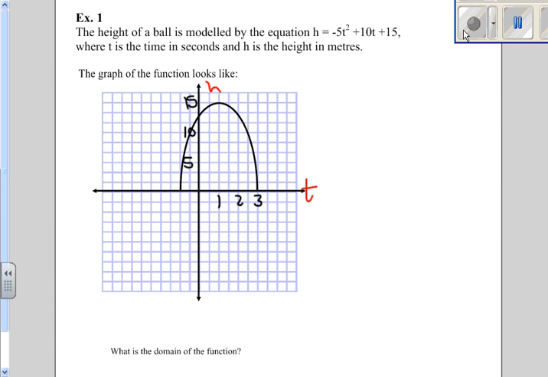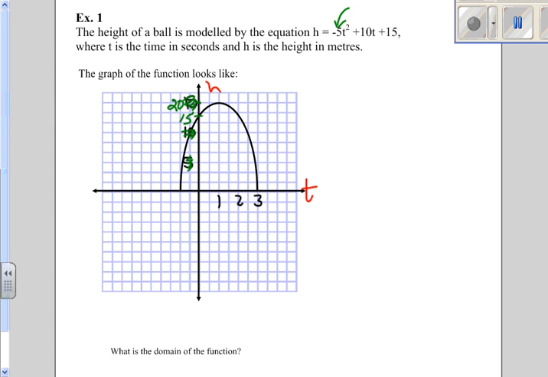I'd just like to talk through 2 word problems talking about domain and range as well. The height of a ball is modeled by the equation h equals -5t squared plus 10t plus 15. I apologize, I made a mistake on that diagram and I caught it as I was reading it to you. The height is minus 5t squared plus 10t plus 15. We are going to spend more time later looking at quadratics, but we do know a fair bit about them.